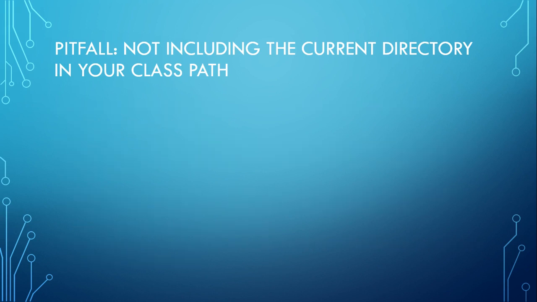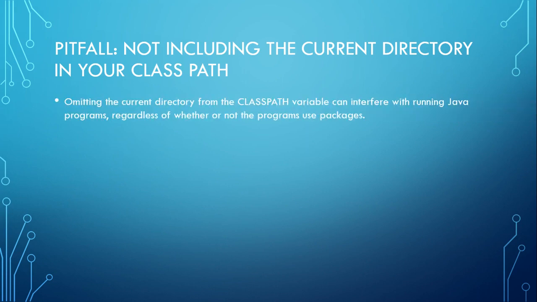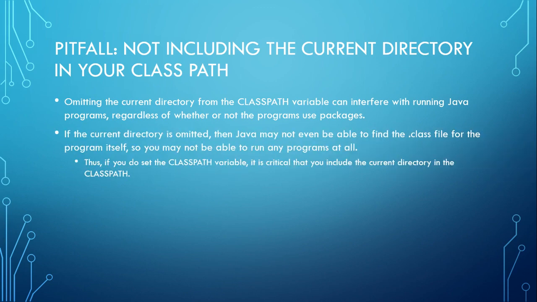Now, a quick pitfall, like I said, is not including that current directory in your class path, because omitting the current directory from the class path can interfere with running Java programs, regardless of whether or not the programs use packages. If the current directory is omitted, then Java may not even be able to find the .class file for the program itself, so you might not be able to even run any programs at all.